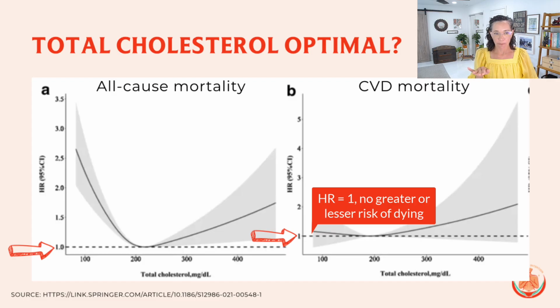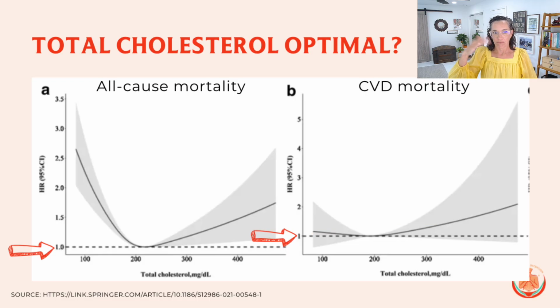So in this case, we want to know, is a person more or less likely to die based on their total cholesterol level? If the number is 1 for any given cholesterol level, that means a person is just as likely to die with their cholesterol being that number versus staying alive, is what I mean by that.